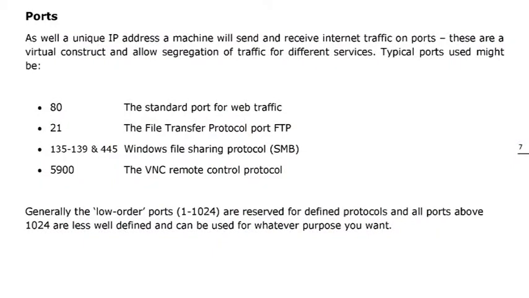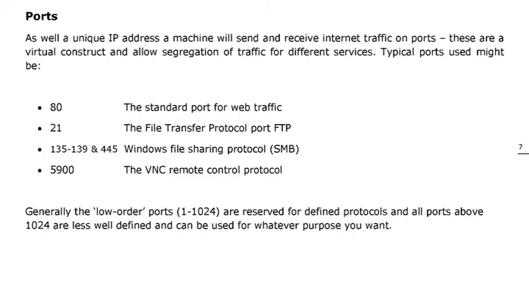So if a packet arrives at your computer over virtual port 80, by common consent, that's going to be a web packet. That's part of a web page, and there's some other ones there. Port 21 is the file transfer protocol port. Those other ports, 135, 239, and 445, they're the Windows file sharing SMB protocol ports. And then if you've ever used VNC remote control to control the desktop of another computer, that probably happened over port 5900.